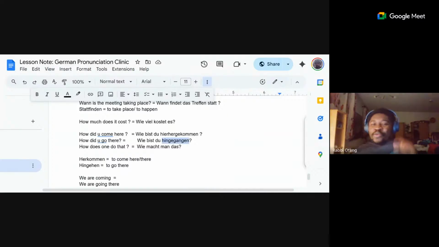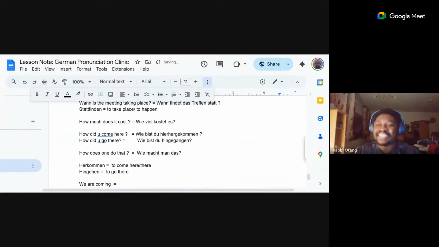So when you don't mention the place, like when I'm saying I am going to the church, it's gehe zur Kirche. The place is the indication. There's no need for you to add the hin. We only use herkommen and hingehen when we don't mention the place.